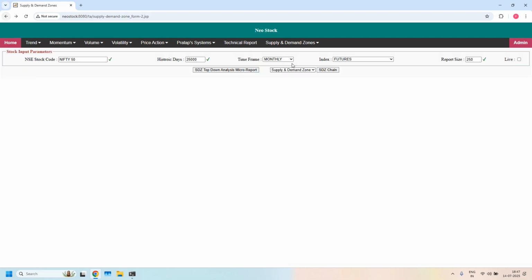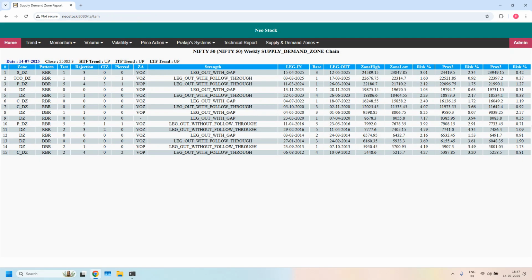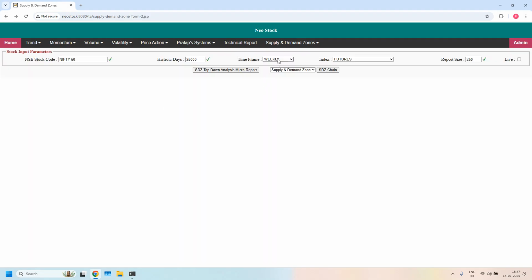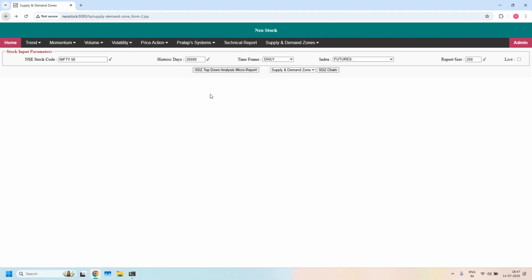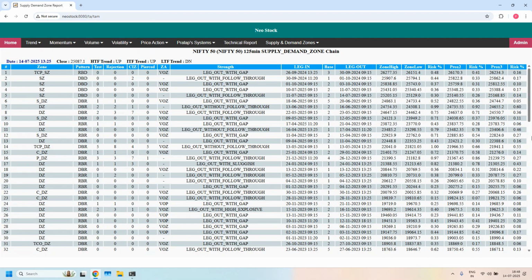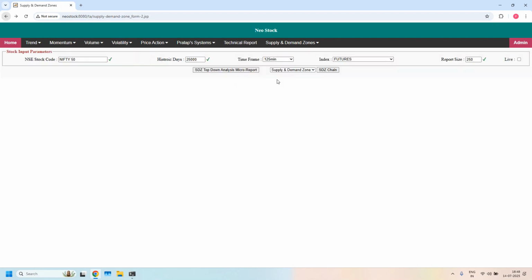Okay, next, generating weekly supply demand zone chain for NIFTY. Next, generating daily supply demand zone chain for NIFTY. Next, generating 125 minutes supply demand zone chain for NIFTY. Next, generating 75 minutes supply demand zone chain for NIFTY.